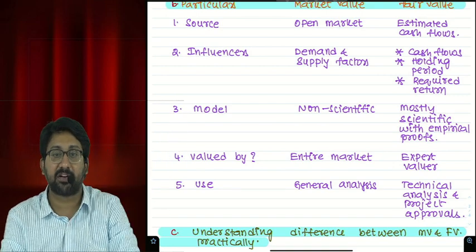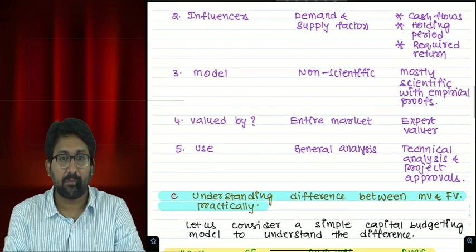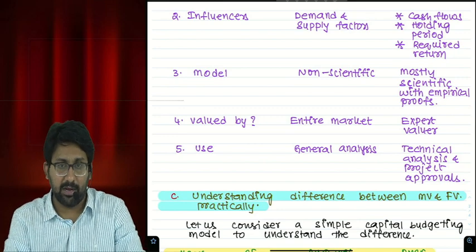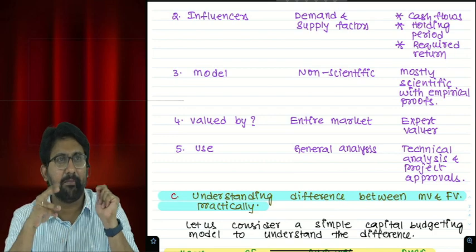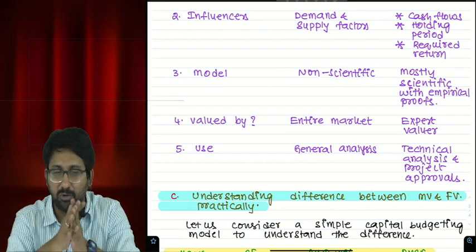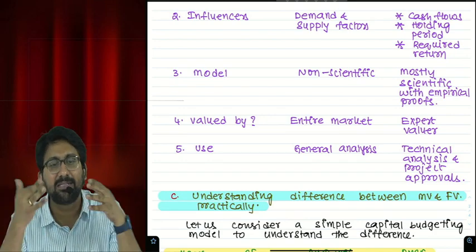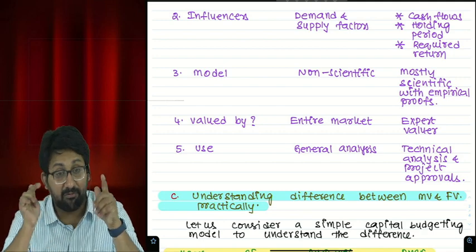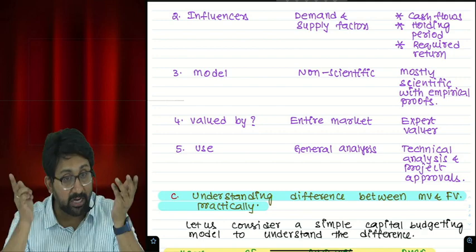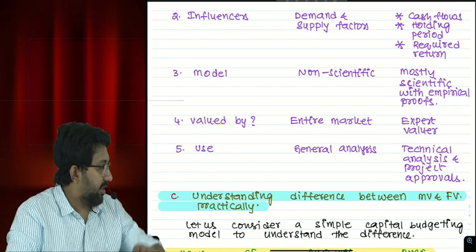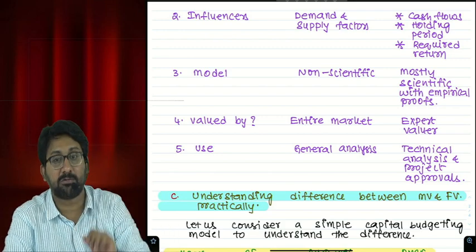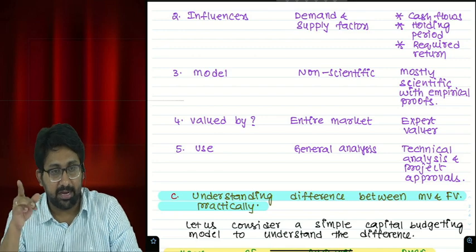Demand and supply forces affect the market value. Next, model. Markets are always non-scientific in nature. Demand and supply, why it will increase, why it will go, who will tell? They are non-scientific models. But fair valuation is mostly scientific, with proofs also. Empirically they will tell why you are estimating this much cash flow, because they will have the proofs on hand.